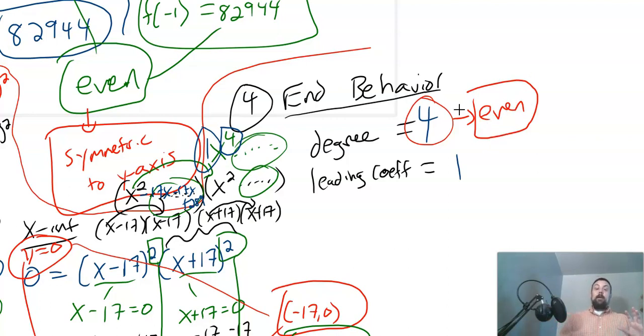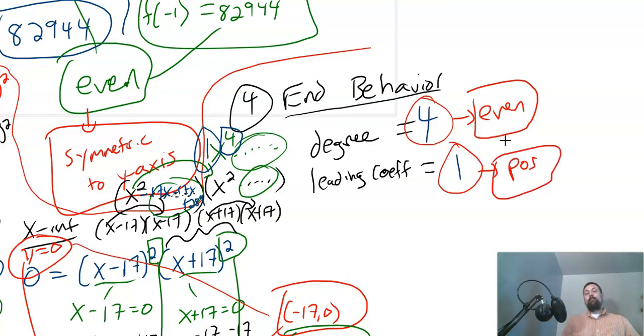All right. The degree is even, right? That's all I care about, whether it's even or odd. And for the leading coefficient, I don't really care what that number is. What matters about that is whether it's positive or negative. And it's positive this time. So the degree is even, the leading coefficient is positive. That will tell you the end behavior of the graph.